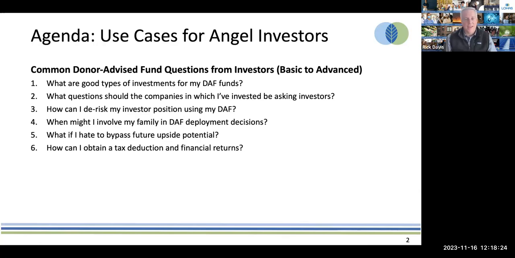That's actually the next slide. We provide a little bit of background just so we have some context. But things we often hear: okay, what are good types of investments for my DAF funds? What questions should the companies I've already invested in be asking investors as it relates to DAFs?